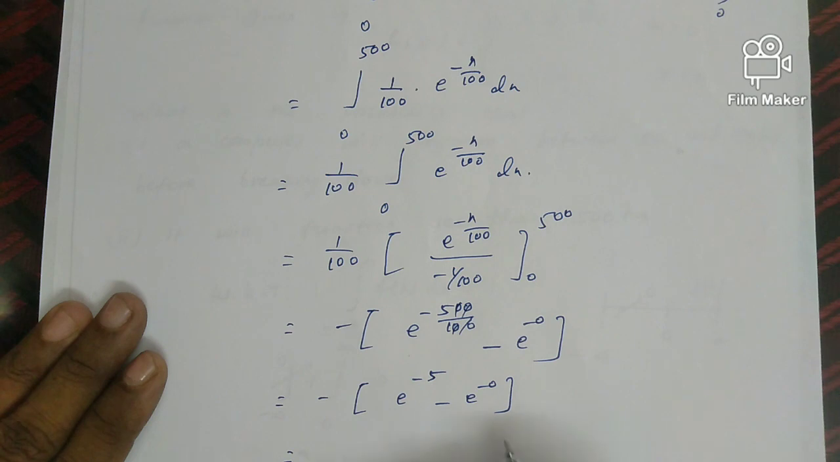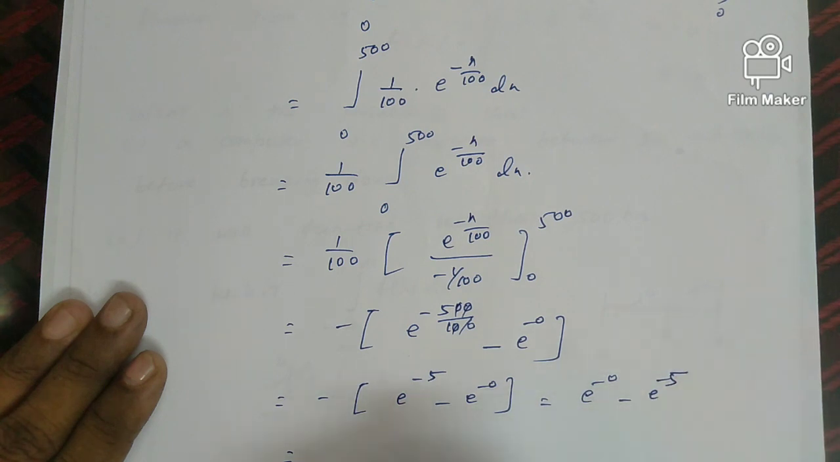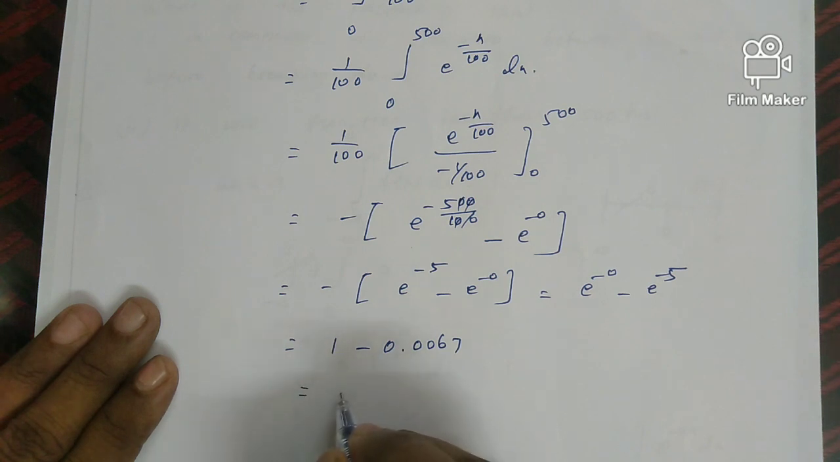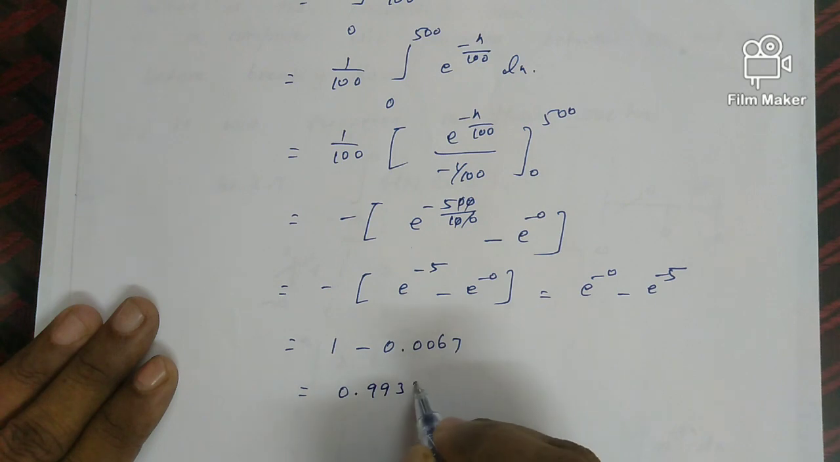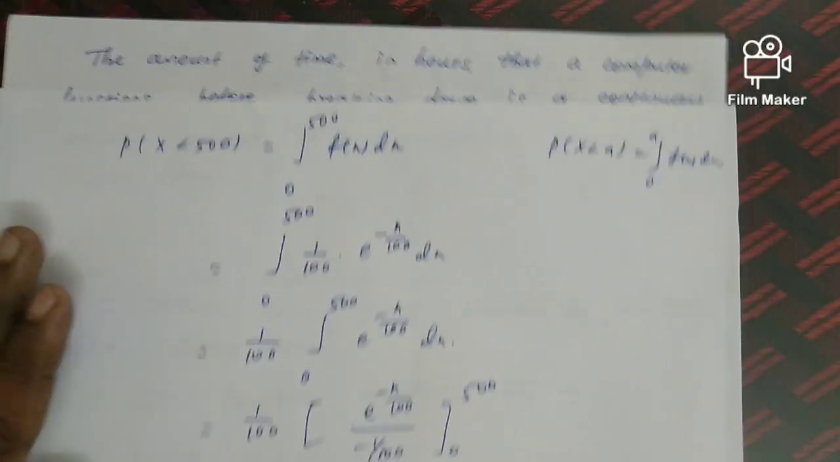If you are taking the minus inside, this can be written as e power minus 0 minus e power minus 5. So using calculator, e power minus 0, actually e power 0 value is 1, so you can write it as 1 minus e power minus 5. Using calculator, e power minus 5 value is 0.0067. Okay, so the final answer is 0.993. Okay, so this is our P of x less than 500. This is the second part of the question. Hope you can understand this one.